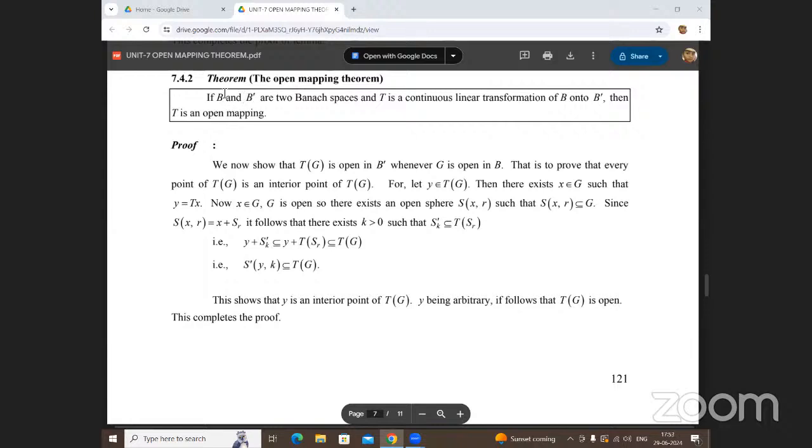Now we take any two Banach spaces, say B and B dash, and a continuous linear transformation T from B onto B dash. Then the transformation is an open mapping. Very simple statement. It depends upon the above lemma.